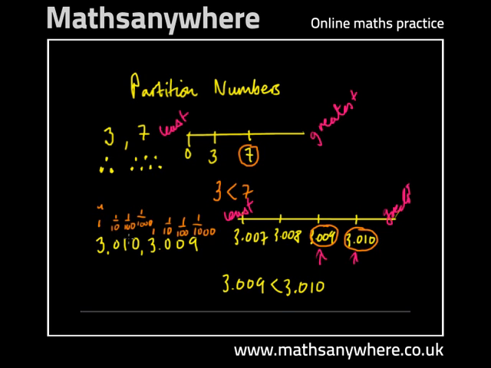3.010. At first glance it can sometimes be confusing because the first number that appears after the decimal place, if it was an integer value, would be the other way around. 9 is greater than 1, but you need to consider the column that the numbers appear in to make sure that you're partitioning numbers correctly.